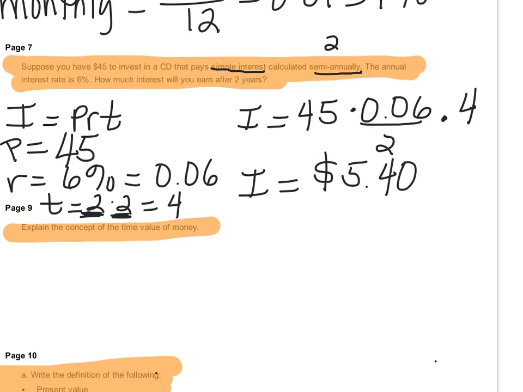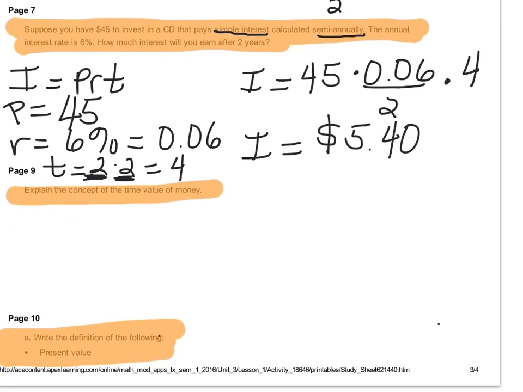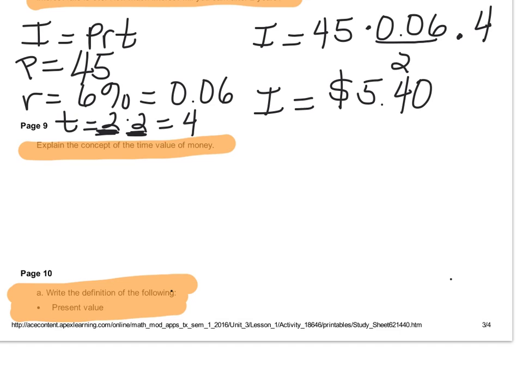$5.40 in simple interest. Okay. So then it says the next step is to explain the concept of time value of money. So time value of money, the most important thing is that money gains value over time. That's going to be our definition.